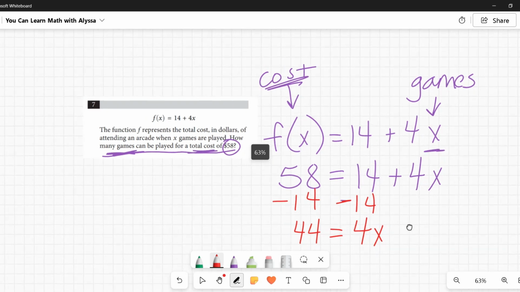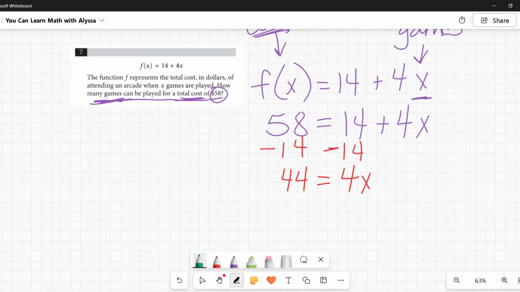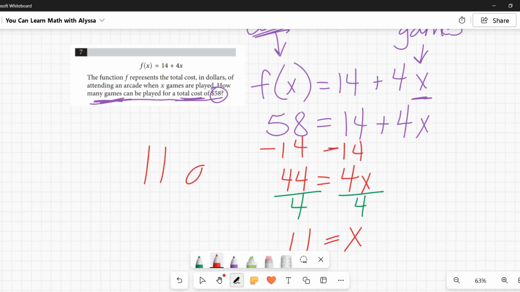It's 4 times x, and the opposite of multiplication is division. So I'm going to divide both sides by 4. 44 divided by 4 is 11, and on the right now, I just have x. So 11 games can be played for $58.